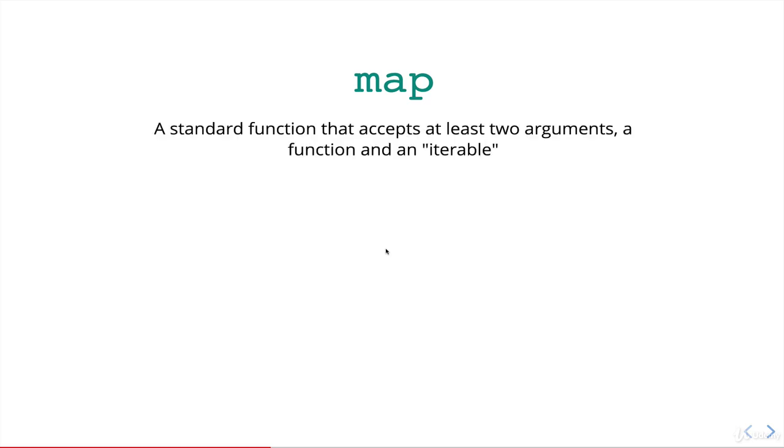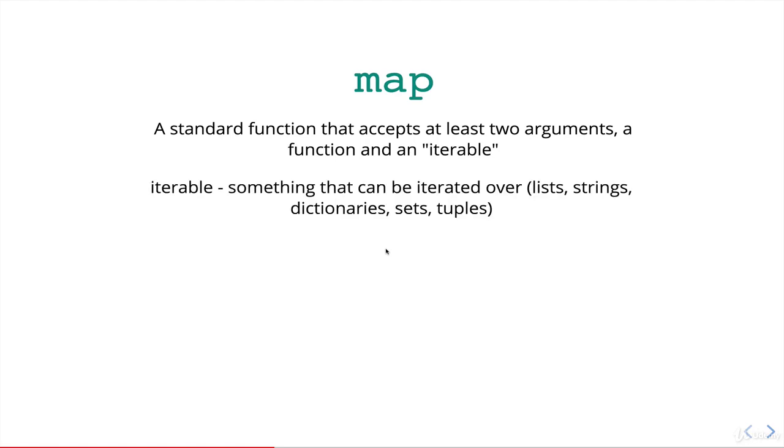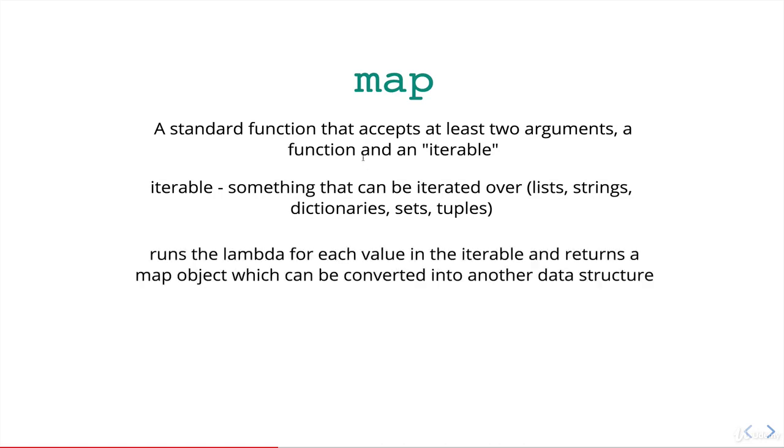In this video, I'm going to show you a built-in function called map, which you can use lambdas with, and it's a pretty common use case for them. Map is a standard function that accepts at least two arguments: a function to call, and an iterable, something we can iterate over, like lists, strings, dictionaries, tuples, and sets. Whatever function we pass in, which is usually a lambda, it will run for each value in the iterable. And then it returns a collection at the end, called a map object. We'll get into that later. That contains the new version of everything.